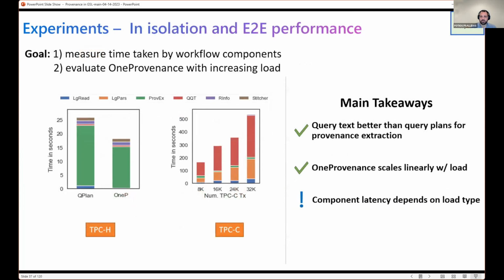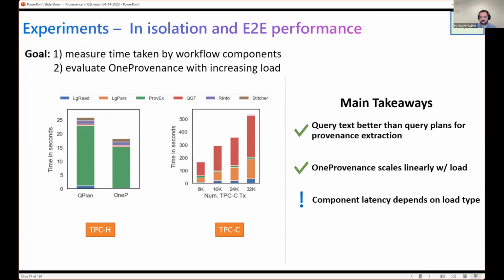Now, in terms of performance, when it comes to the different components, both in isolation and end-to-end, the main takeaway that we got was that using query text is better than using query plans, even for provenance extraction. So even if you pay all this cost for logging query plans, it's not like you're gaining something from the provenance extraction perspective. So that's the first takeaway.